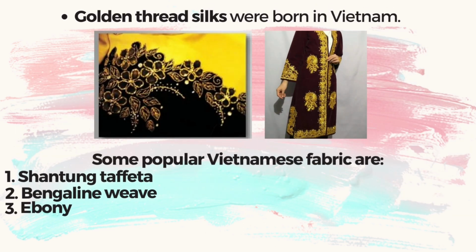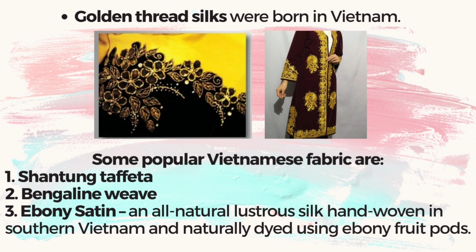Golden thread silks were born in Vietnam. Some popular Vietnamese fabric are Shantung taffeta, Bengalin weave, and ebony satin, which are all natural lustrous silk hand-woven in southern Vietnam and naturally dyed using ebony fruit pods.